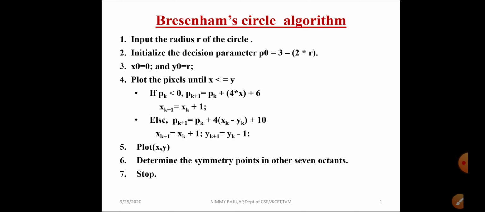So first we input the radius. Second step, find the initial decision parameter P0 using the equation 3 minus 2r. Third step, plot the first point here.